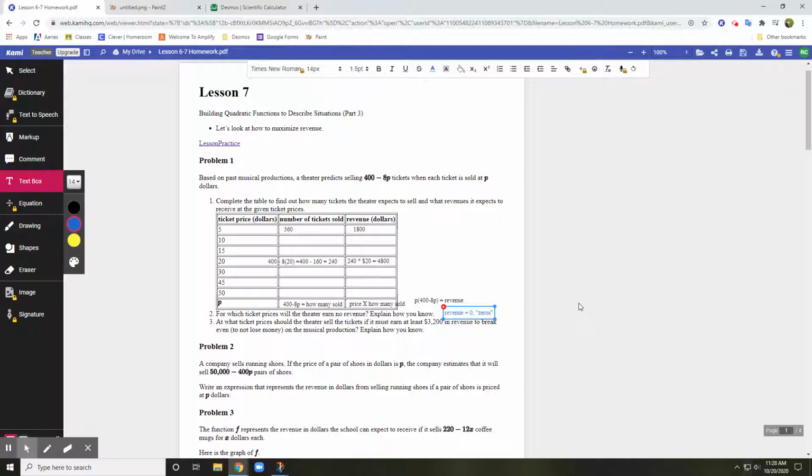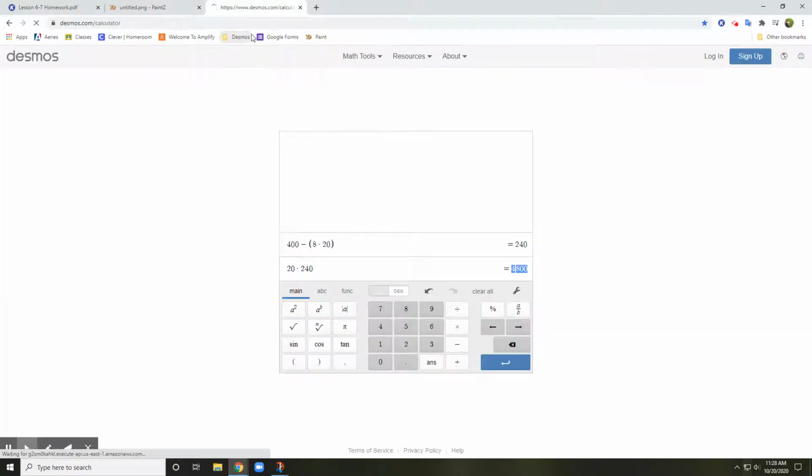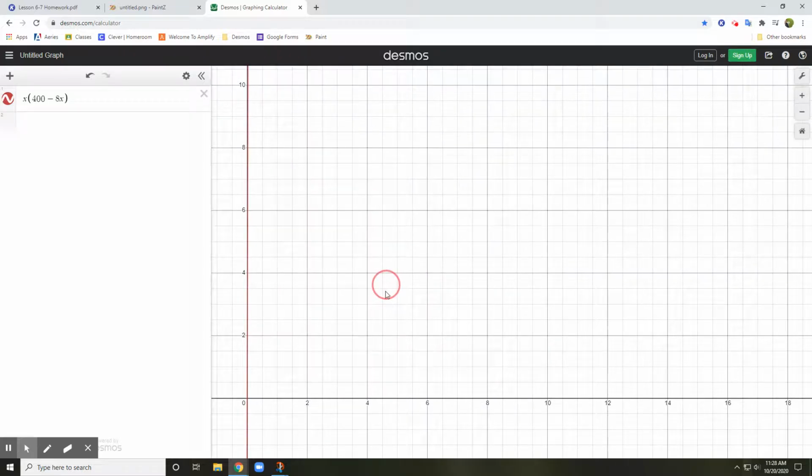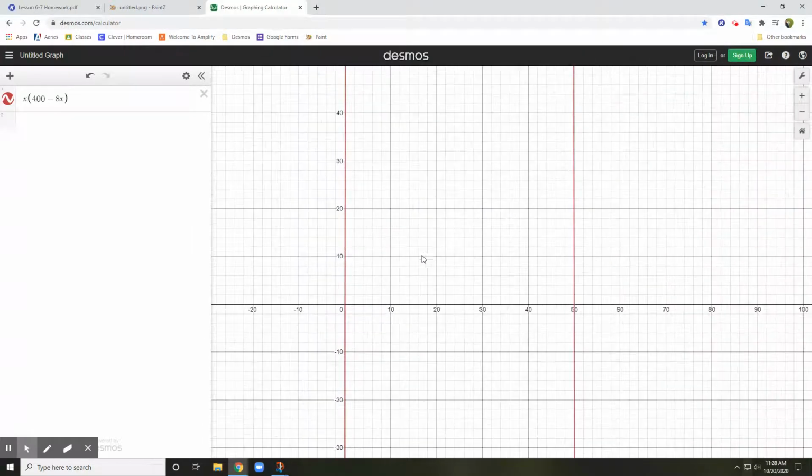The easiest way to find this is we're just going to go graph it. Let's go ahead and go to my graphing calculator. So we have x times 400 minus 8x. Notice I switched to x just because it's easier. It's simpler for the computer to know what to do. I'm going to zoom way out.